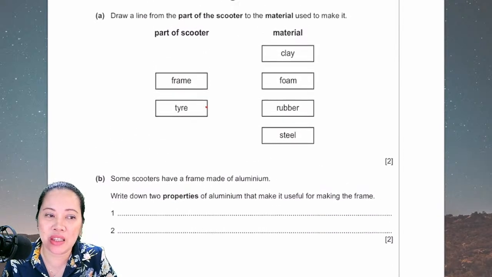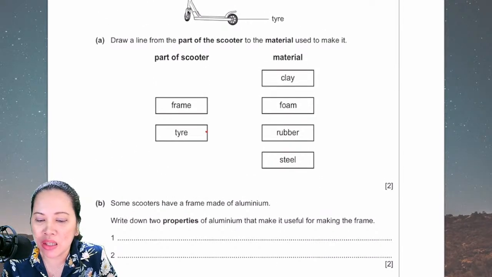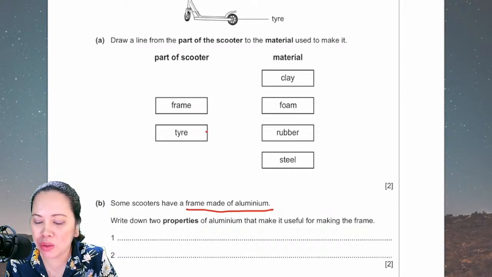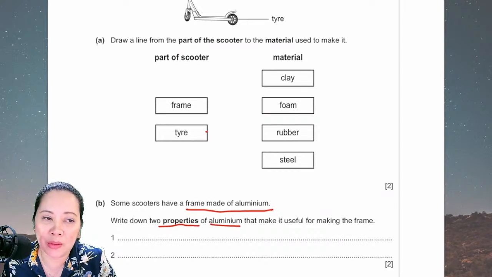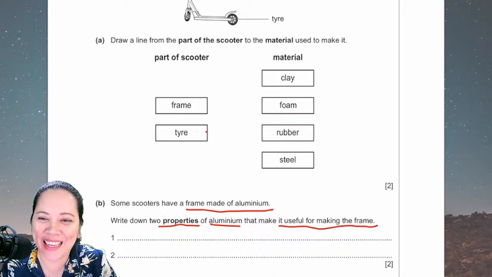Let's just finish the second part of this question. Some scooters have a frame made of aluminum. Write down two properties of aluminum that make it useful for making the frame. Again, you have to think what is the property of your aluminum.